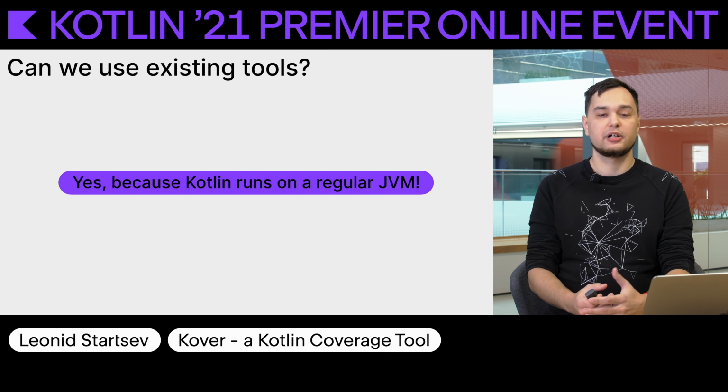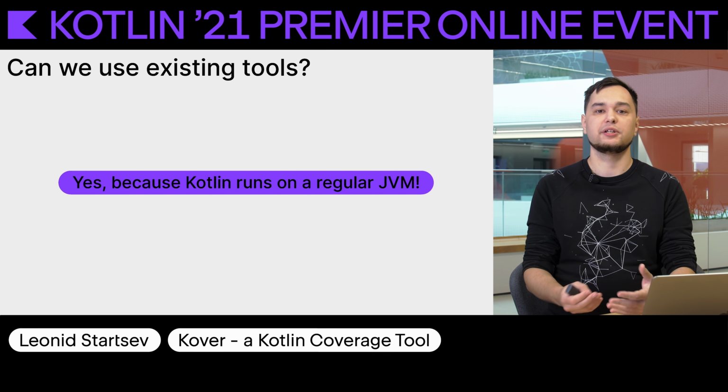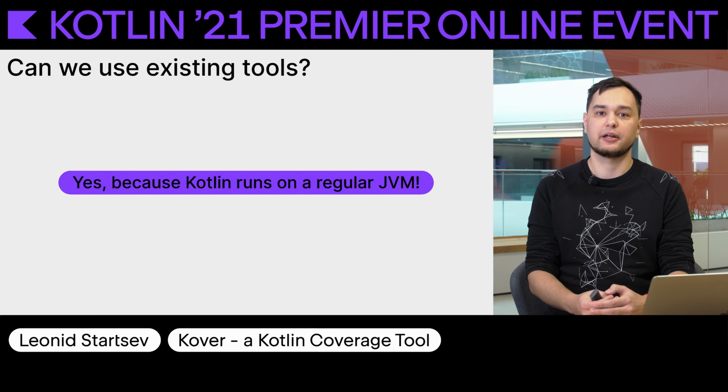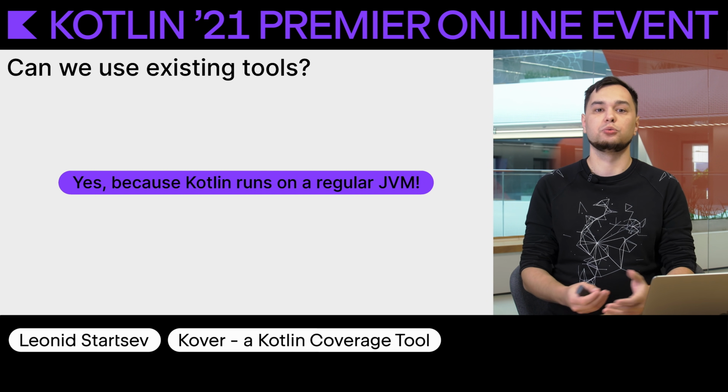Now that we know how such tools usually work, we can answer a question: can we use existing tools with Kotlin code? And the answer is yes, of course, because Kotlin runs on a regular JVM, so we can use existing Java tools for code coverage, because basically they modify bytecode, and Kotlin code as well as Java code compiles to JVM bytecode.